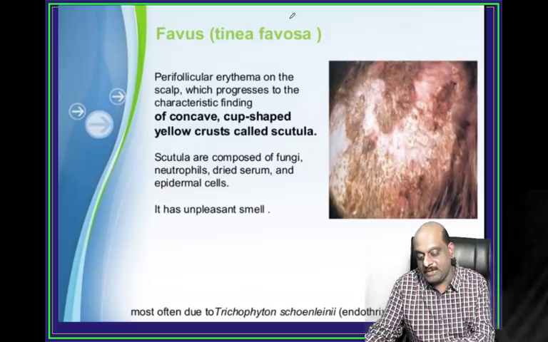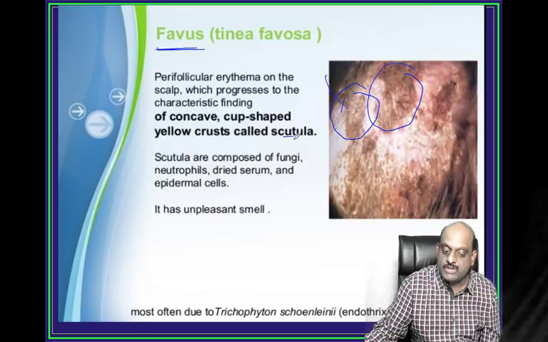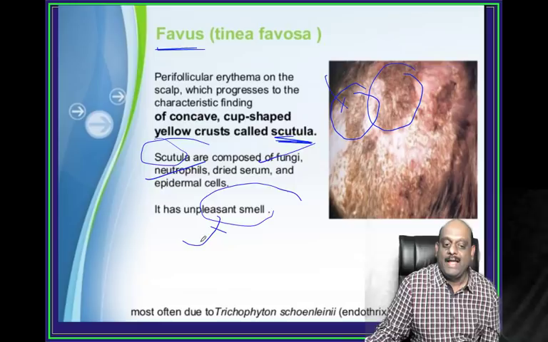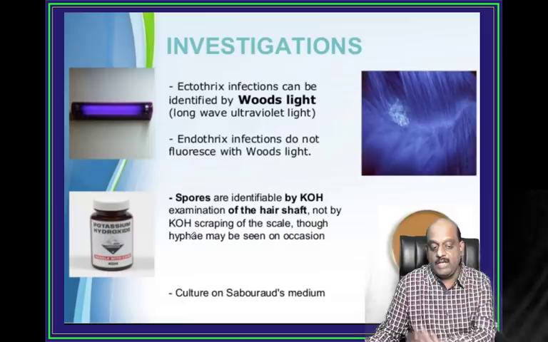Then favus, typically there is a perifollicular erythema. It will progress into a cup-shaped yellow crust, which is called scutula. Scutula is also composed of fungi and neutrophils. It has an unpleasant smell. Most often favus is caused by Trichophyton schoenleinii, which is an endothrix. Endothrix infection is what you need to remember.